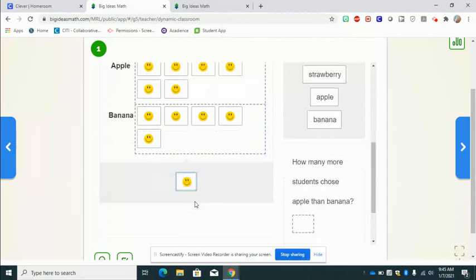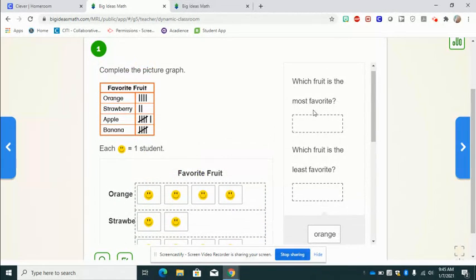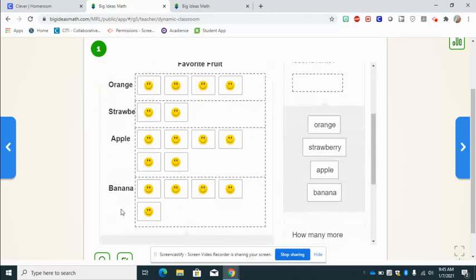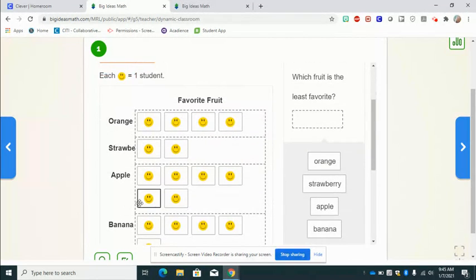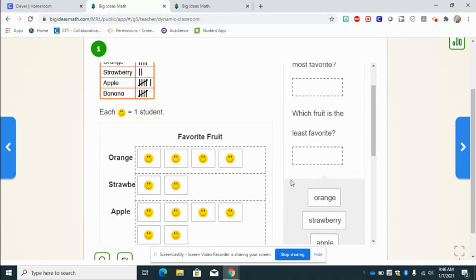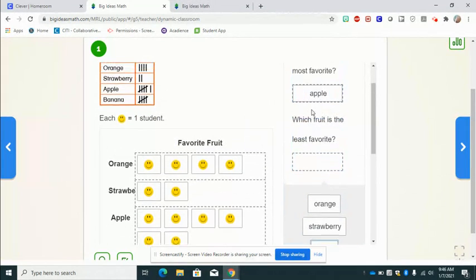All right, then we're going to answer some questions about our pictograph. Which fruit is the most favorite? So we can look at our tallies, or we can look at our pictures to see which one has the most. And if we look at our pictures, we can see that apple has the most, because apple has 6. We can also look at our tally chart. So we're going to move apple up here under that question.